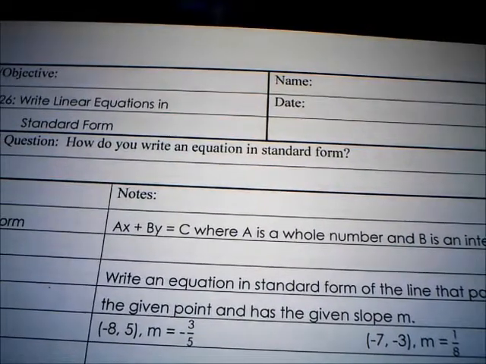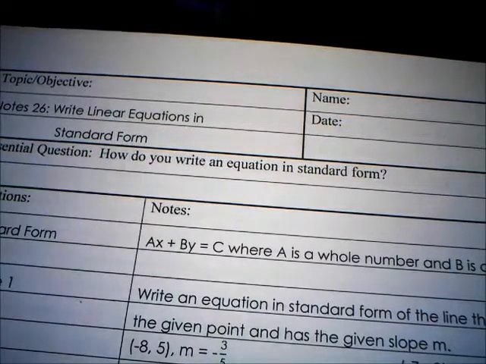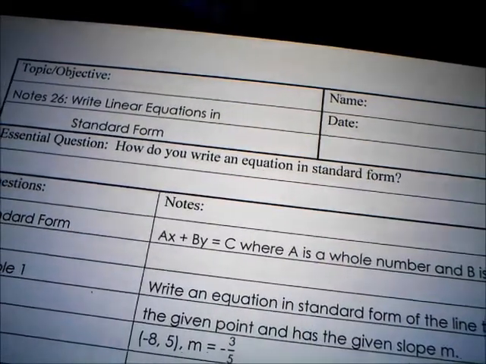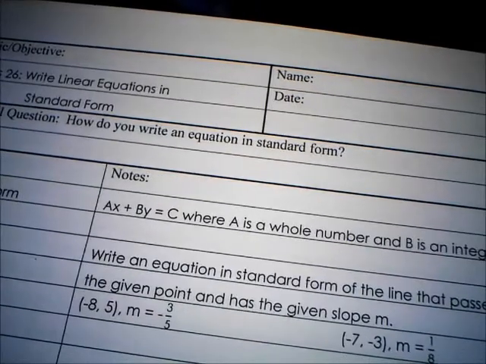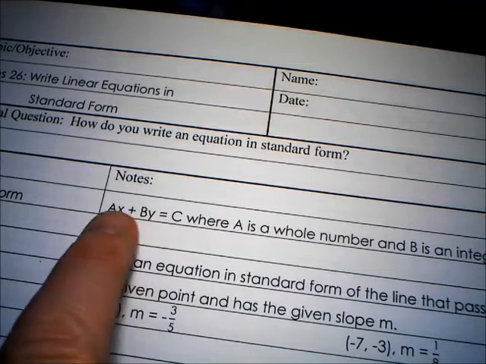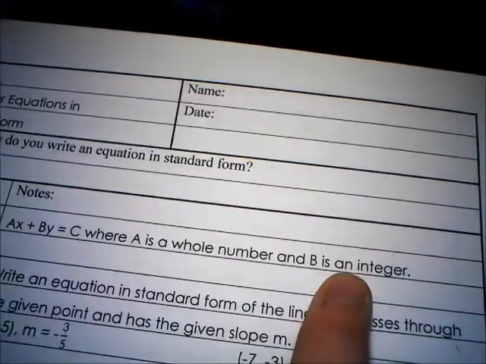This is algebra notes for section 5-4, notes number 26, write linear equation in standard form. How do you write an equation in standard form? The way to write an equation in standard form is to have the x and the y on the left side, the x in front, and the A has to be a whole number, and the B an integer.